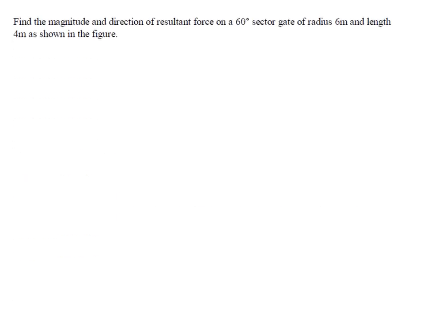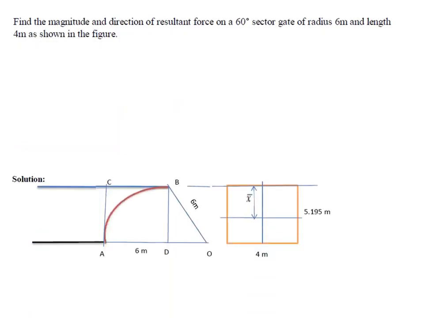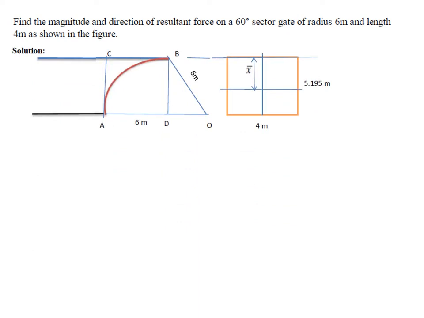So the next problem is to find the magnitude and direction of the resultant force on a 60-degree sector gate of radius 6 meters and length 4 meters as shown. So this is the sector gate which is given here, and again the water surface is here. This is the curved surface, which is AB, and the length is 4 meters, which is perpendicular.